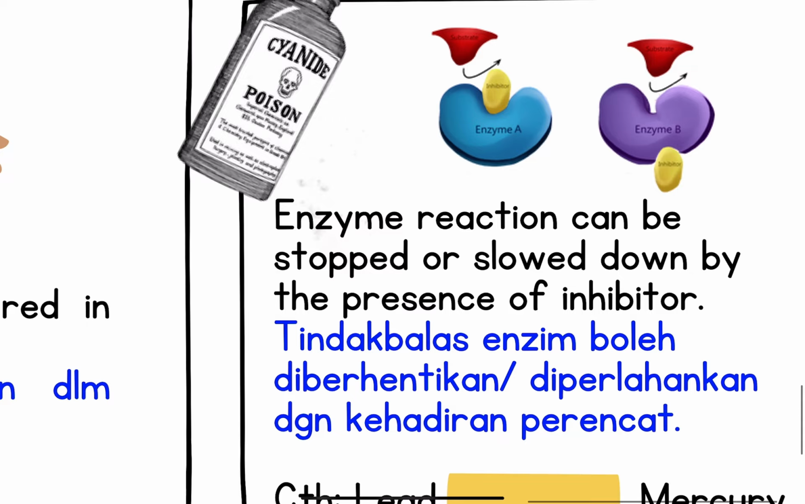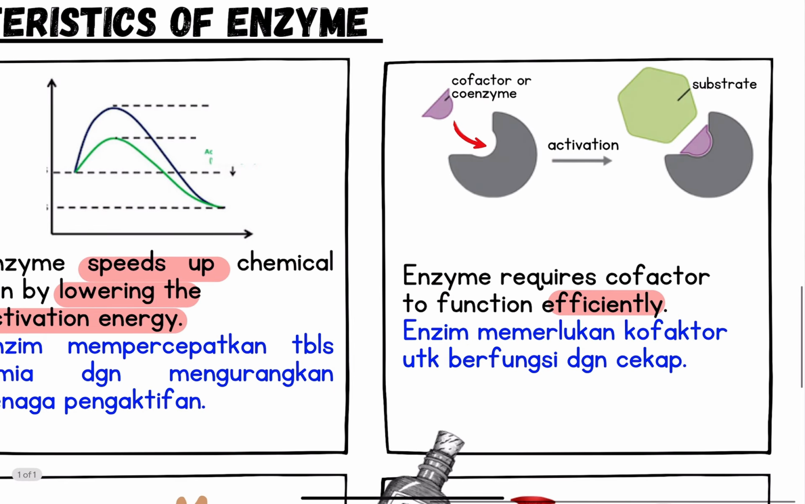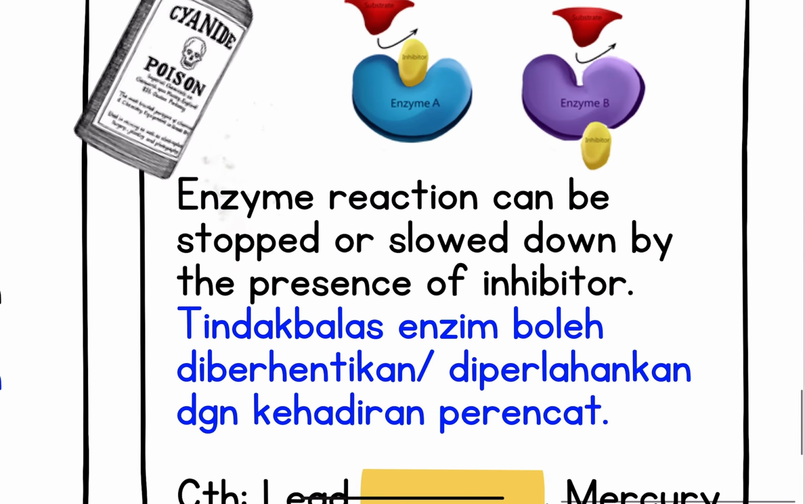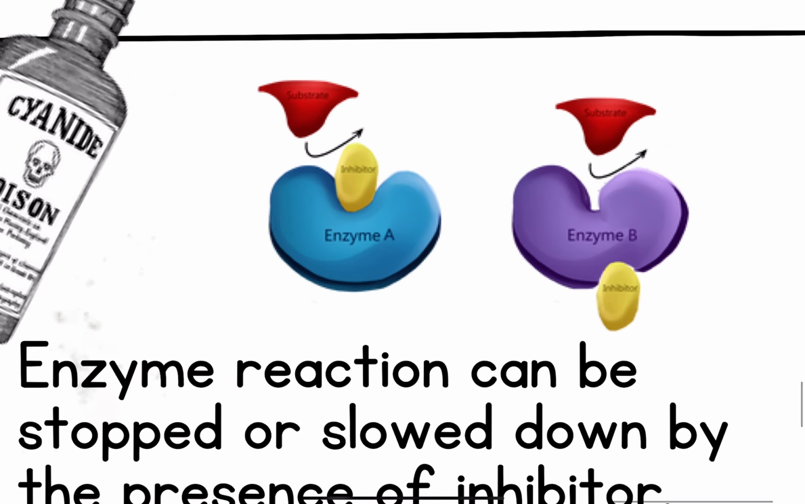So this is inhibitor. This is the opposite of cofactor. Inhibitor can actually stops the enzyme from working. Example here. So this is inhibitor, they bind to the active site of the enzyme. Therefore, it blocks the substrate from binding to the active site. So the enzyme will not work.